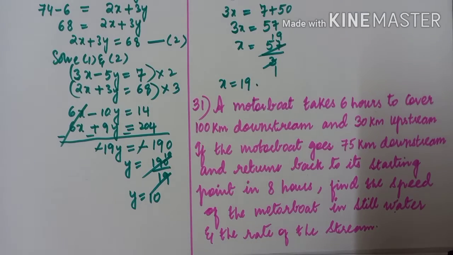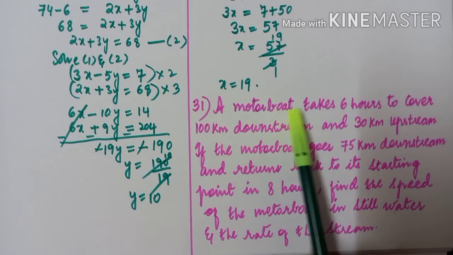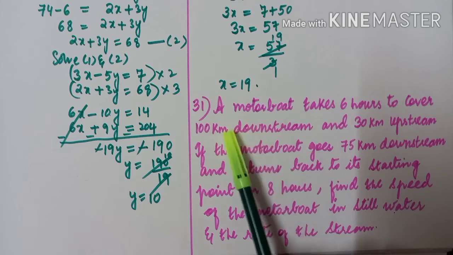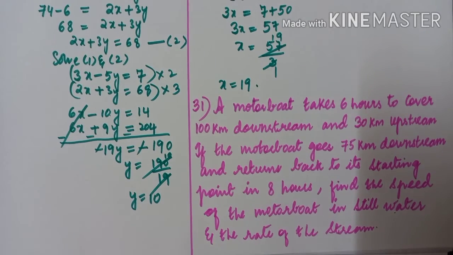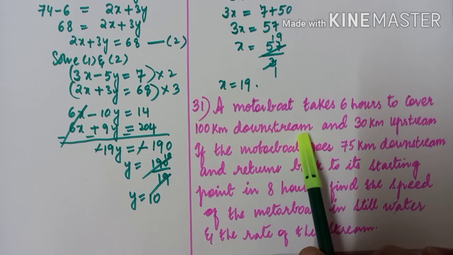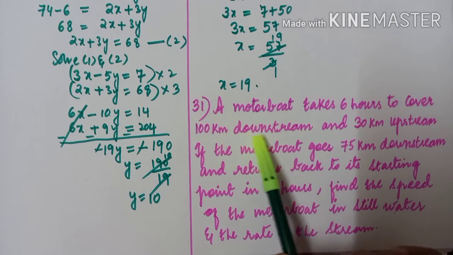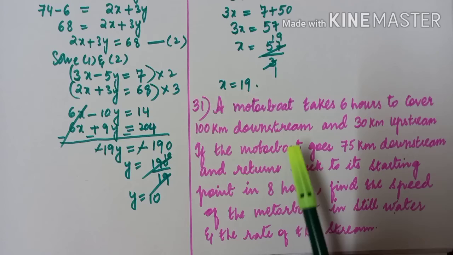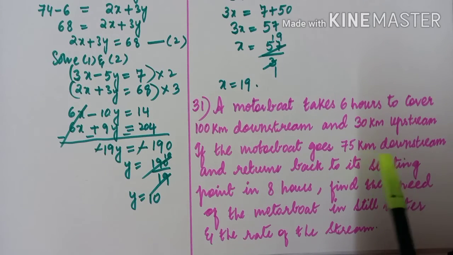Okay, so now you see here, a motorboat takes 6 hours to cover 100 km downstream. First of all, you know very well what a stream is. It's a small river. So what do you mean by downstream? Downstream means in the direction of the flow of the river. And upstream will be it travels opposite.